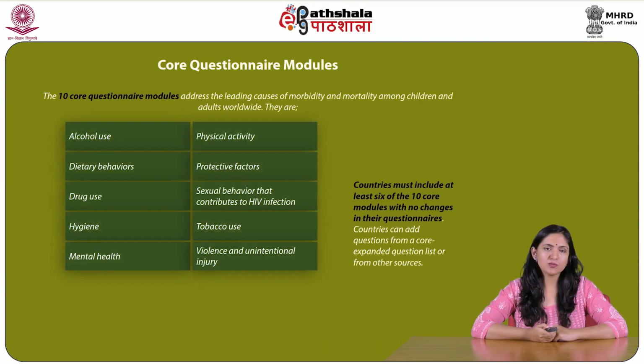What are the core questionnaire modules? The 10 core questionnaire modules address the leading causes of morbidity and mortality among children and adults worldwide. These 10 core areas are alcohol use, dietary behaviors, drug use, hygiene, mental health, physical activity, protective factors, sexual behaviors that contribute to HIV infection, other sexually transmitted infections and unintended pregnancy, tobacco use, violence and unintentional injury.